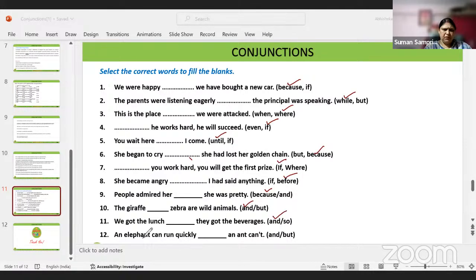An elephant can run quickly. 11, 12. What about 12? But very good.